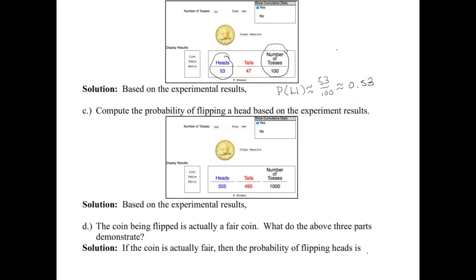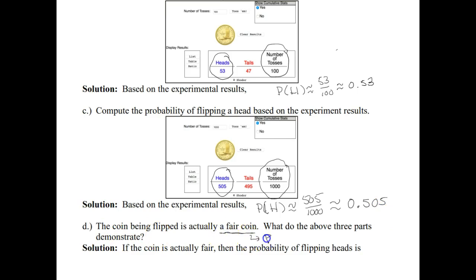And in part C, we're asked again to compute the probability of flipping a head based on the experimental results. Now we can see that the number of tosses is 1,000, and out of those we saw heads 505 times. So based on these results, we would say the probability of flipping heads is about 505 out of 1,000, which as a decimal is approximately 0.505.